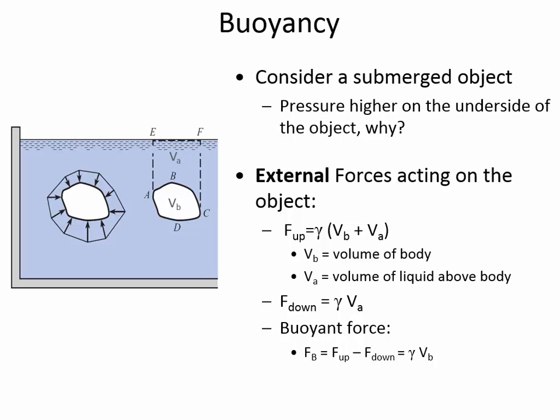It turns out that the upward forces, the forces that are pushing up on this object, are equal to the volume of the object itself and the volume of water that's above it multiplied by the unit weight of water. The downward force is just the weight of the water that's above it, and so the difference between the two is called buoyant force. It's the net difference between the upward and the downward forces, and that's calculated by the volume of the object, here it's saying this object is B, multiplied by the unit weight. Any questions so far?